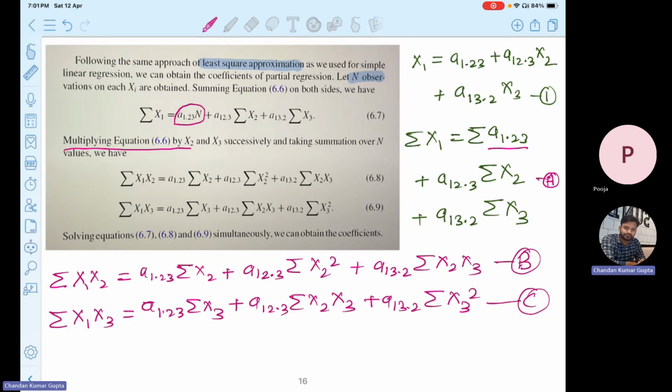With the help of these three normal equations, we are able to calculate the three regression coefficients a1.23, a12.3, and a13.2. So we have three unknowns and we have three equations. So we are able to calculate with the help of this system of linear equations. From there we can calculate the partial regression coefficients.